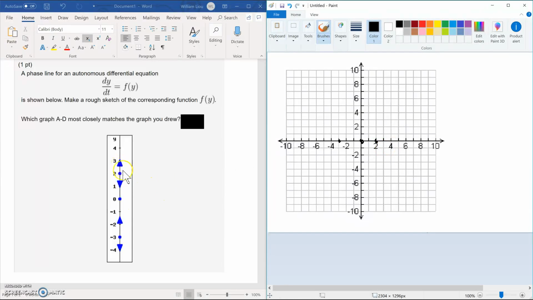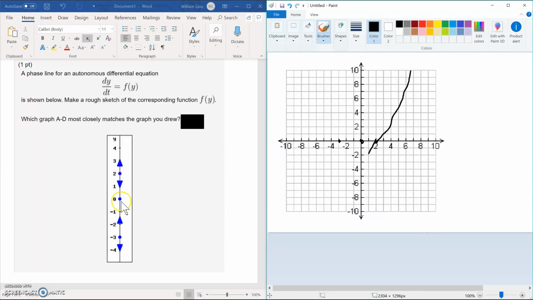Alright, so let's start off at the 2. If we go towards positive infinity, the arrow shows that it's going to be increasing. So what we want to do is make it increasing from the 2 towards infinity. And then it says that it's going to be decreasing as it heads to negative infinity from 2. So let's put a slightly decreasing line right here.